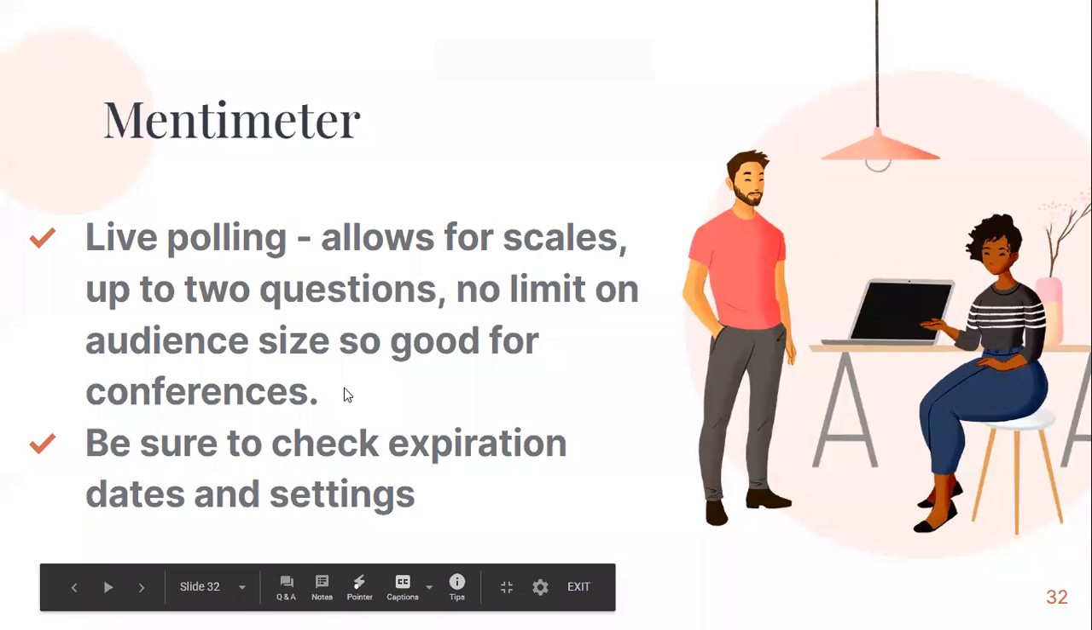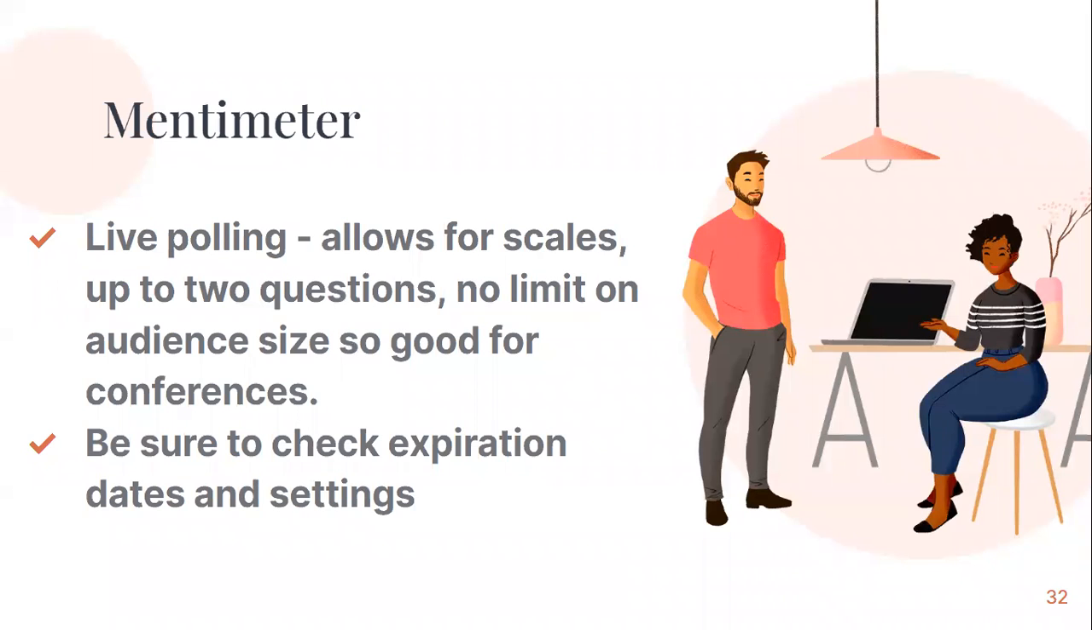So, like usual, I feel like I'm running out of time, but polling is really nice to do to engage people beyond the chat. So you can do things like live polling. Mentimeter has no person limit, but you can only create 2 questions at a time, and it does expire. When you make it, it defaults to expire after 2 days. You can change it to 7 days, but again, make sure you test it the morning of your presentation.